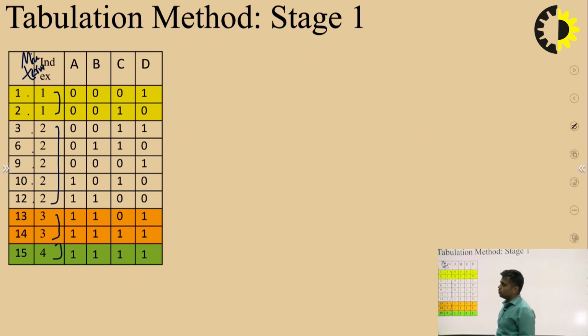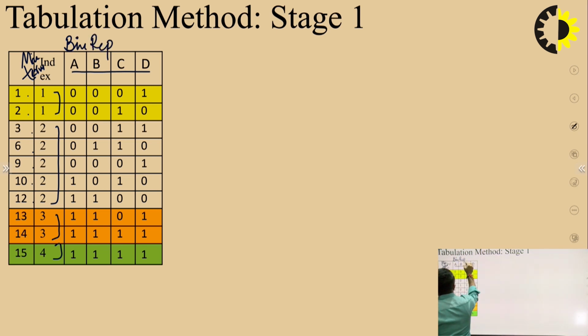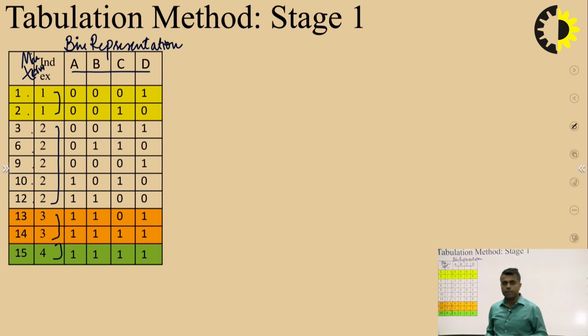So we have arranged all these minterms in increasing order of their index, and then in front of them, their binary representation. This is the binary representation of these minterms. Okay, so this is our first table. Now let's start preparing the next table.